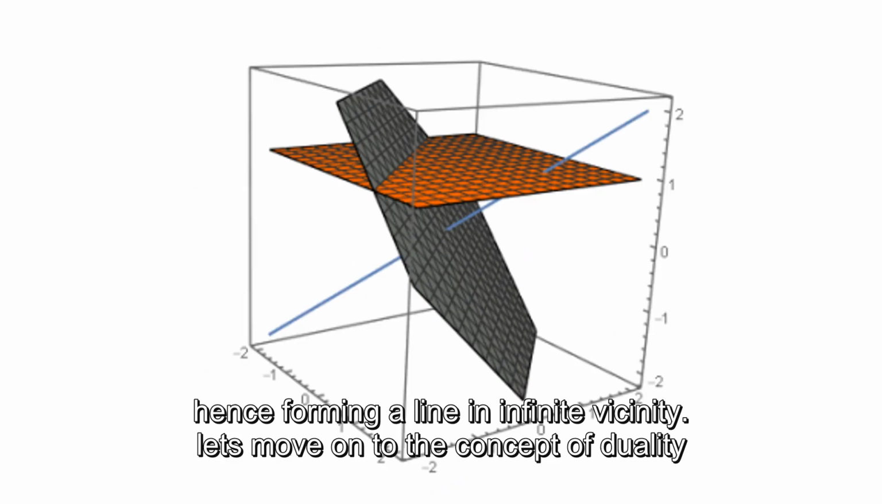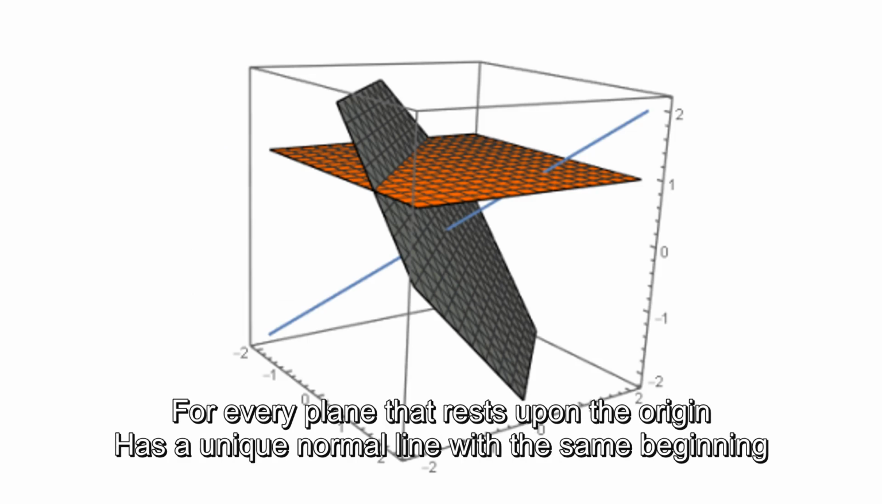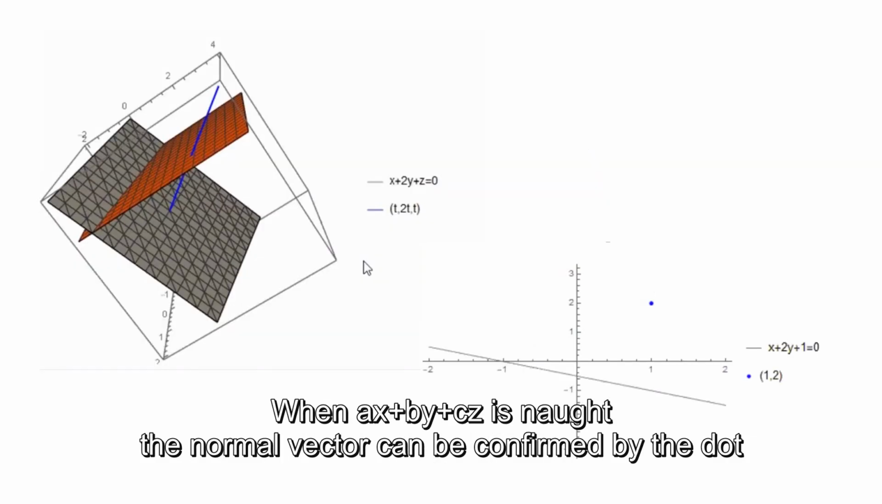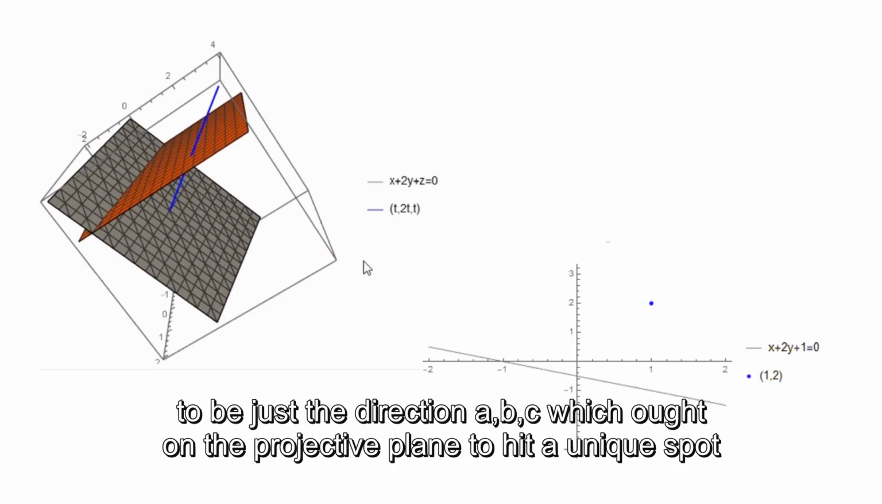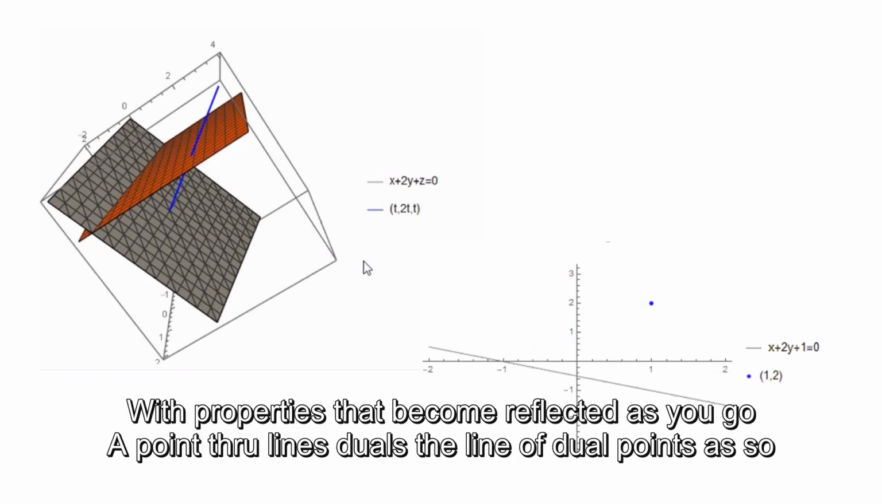Let's move on to the concept of duality. Now here's an interesting proposition. There's a duality that holds in the third dimension. Every plane that rests upon the origin has a unique normal line with the same beginning. When ax + by + cz is naught, the normal vector can be confirmed by the dot product to be just the direction (a, b, c), which ought on the projective plane hit a unique spot. Every line ax + by + c = 0 has a dual point (a/c, b/c), no? Properties become reflected as you go. A point's dual is a line, and the line of dual points is so.